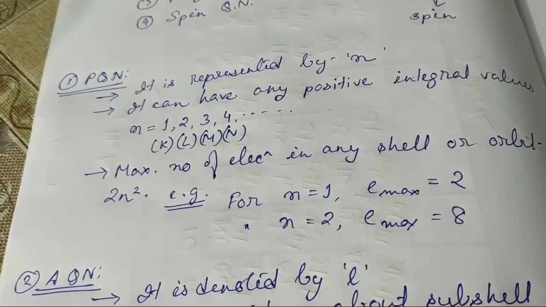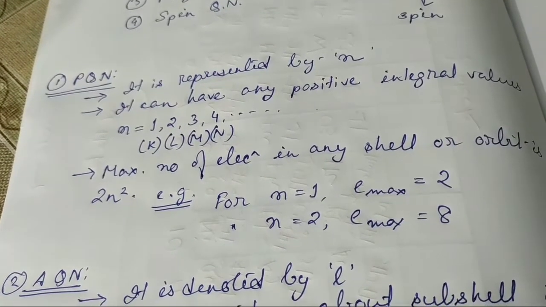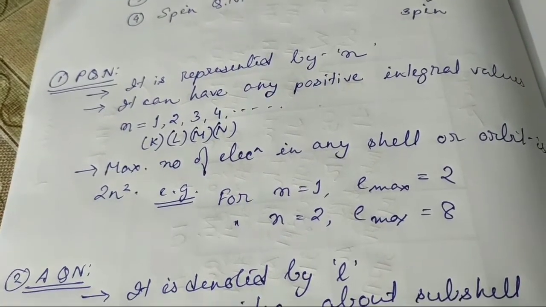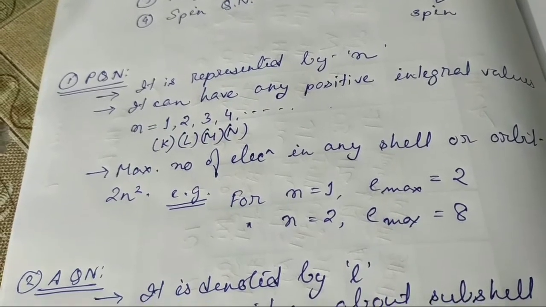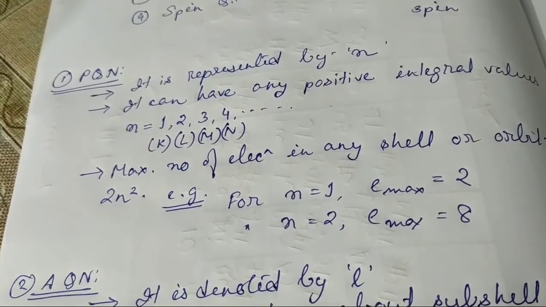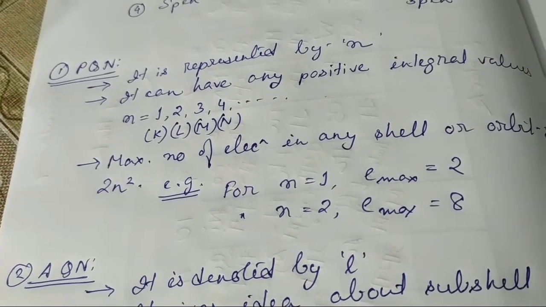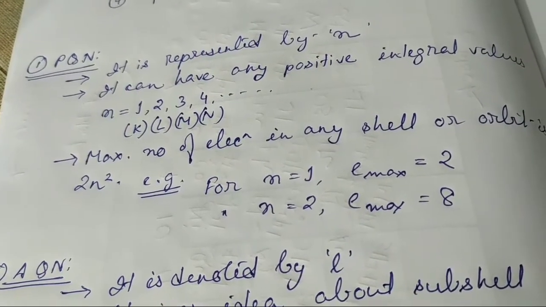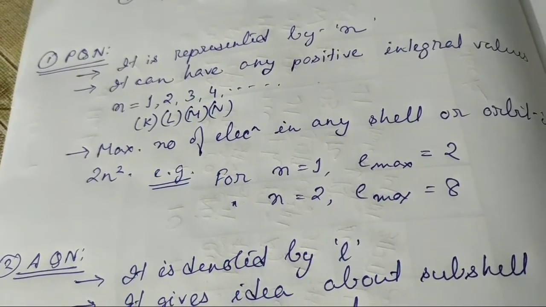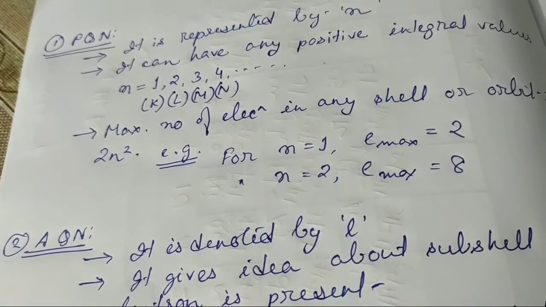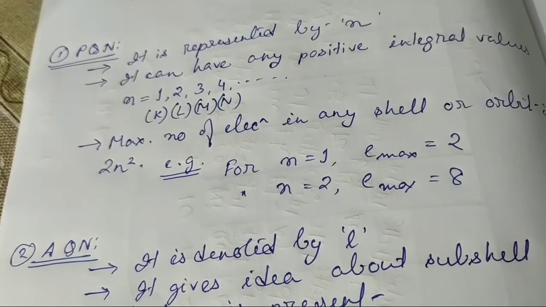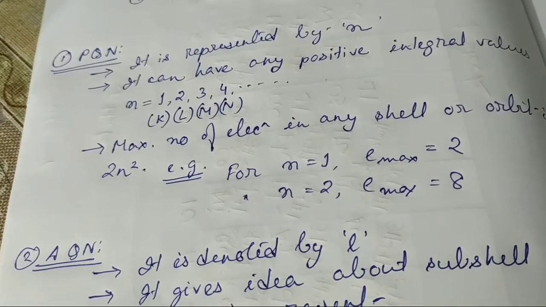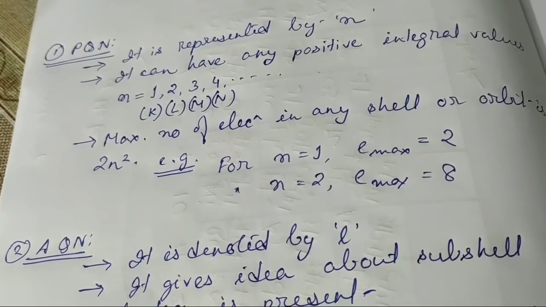The next important point is that the maximum number of electrons in any shell or orbit is 2n square. For example, for the n equal to 1 shell, the maximum number of electrons will be 2 into 1 square, that means 2. For the n equal to 2 shell, the maximum number of electrons will be 2 into 2 square, that means 8. So suppose you have got your country, the biggest one, which is given by the PQN for the electron.